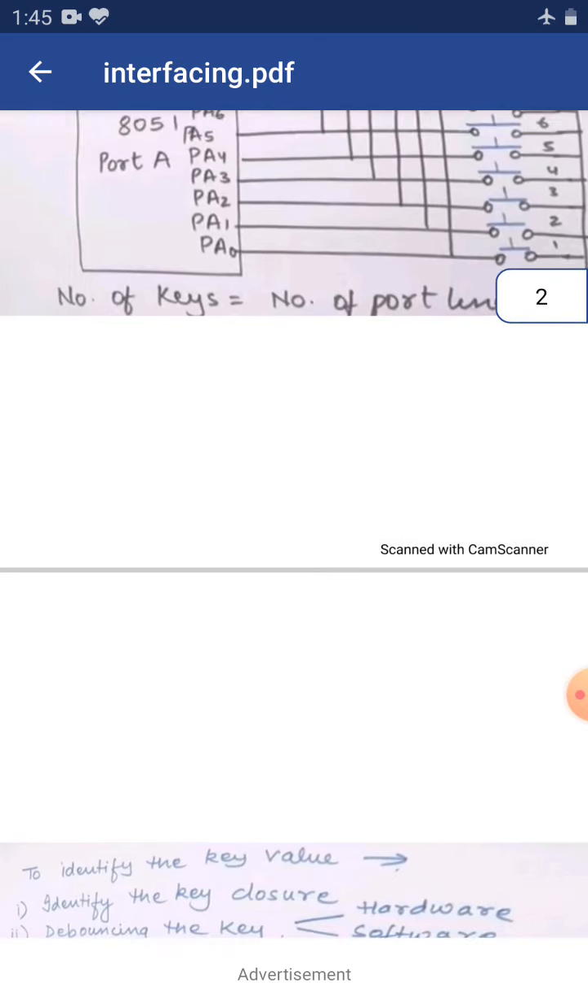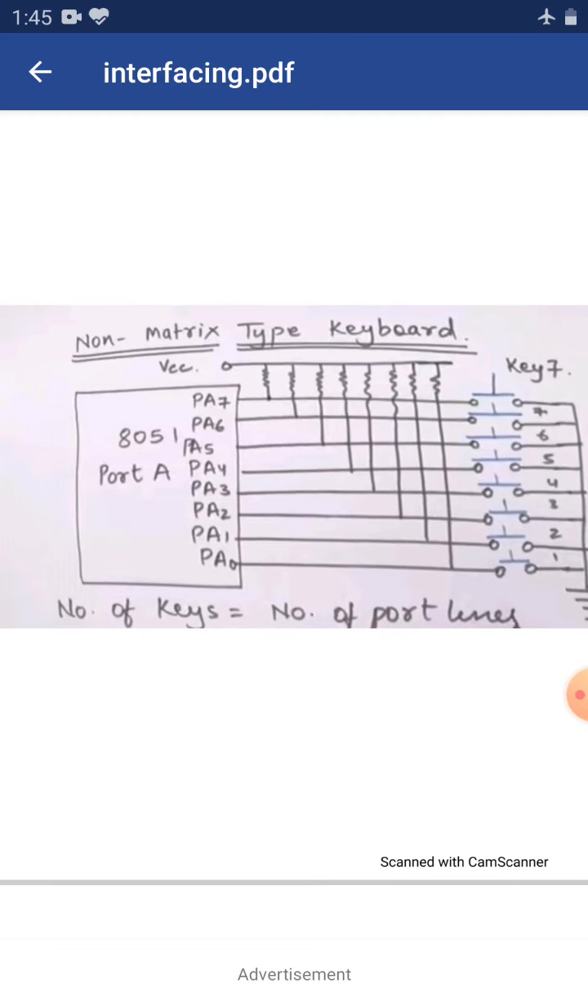Let us again go to this figure. First of all, you have to identify which key is pressed. How is the 8051 going to identify it? When the key is not pressed, all values show 1. When any particular key is pressed, that value will be grounded, so it will show 0. From that the 8051 identifies which key is being pressed, because the key which is pressed will show 0 value.